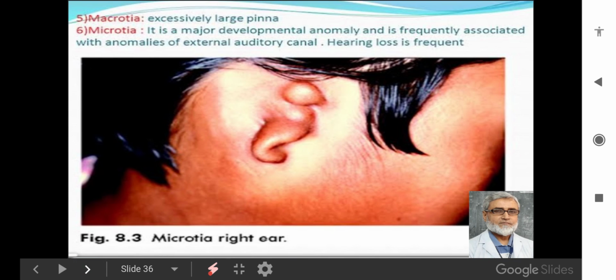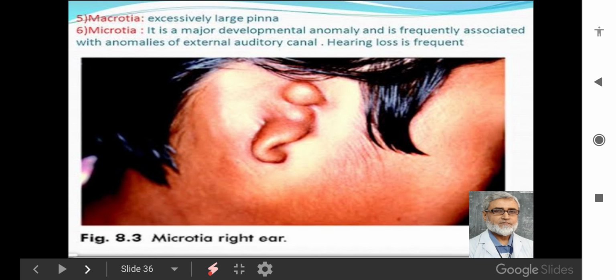See here, there is a type of congenital anomaly, that is microtia of the ear. Microtia: there is no proper development, with many varieties of anomalies. You can see microtia, and so many.